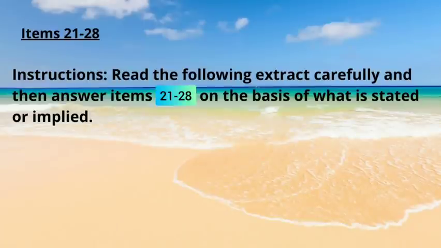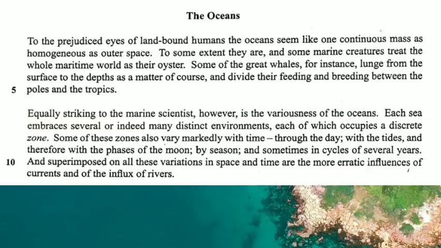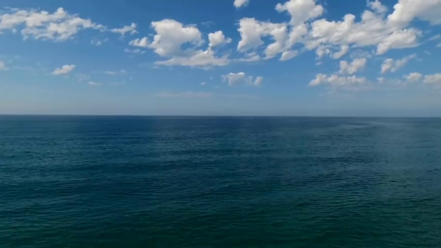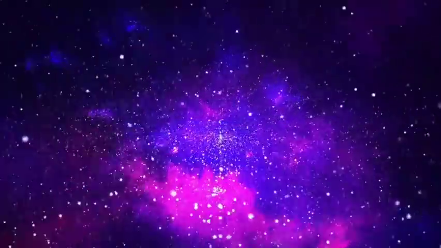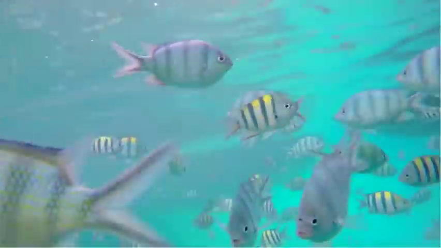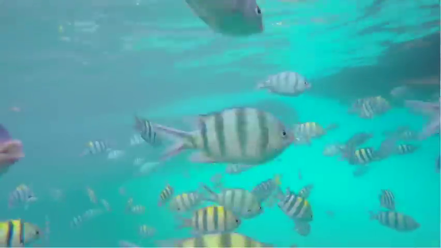Items 21 to 28. Instructions. Read the following extract carefully and then answer items 21 to 28 on the basis of what is stated or implied. The oceans. To the prejudiced eyes of land-bound humans, the oceans seem like one continuous mass as homogeneous as outer space. To some extent they are, and some marine creatures treat the whole maritime world as their oyster.